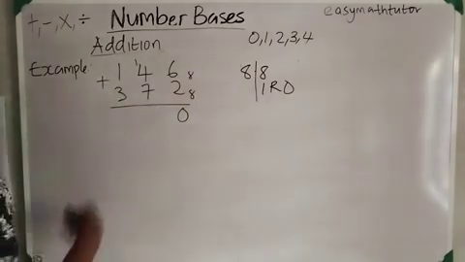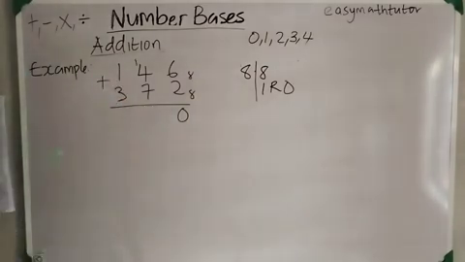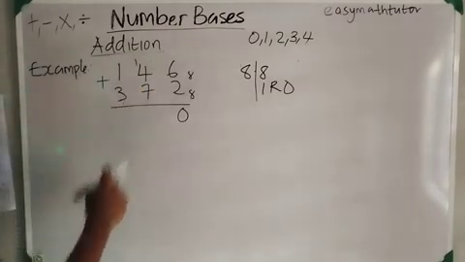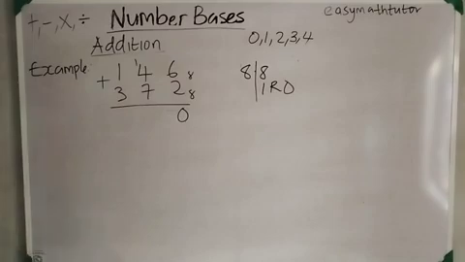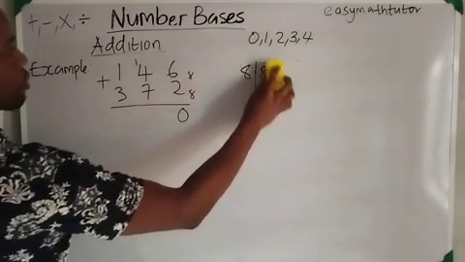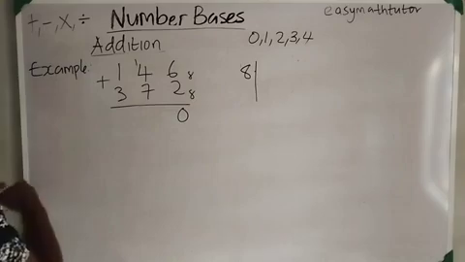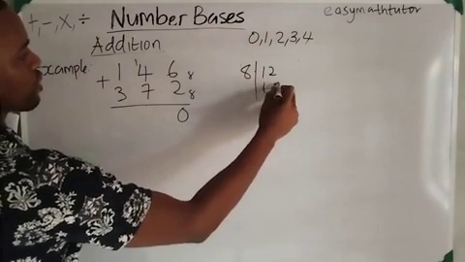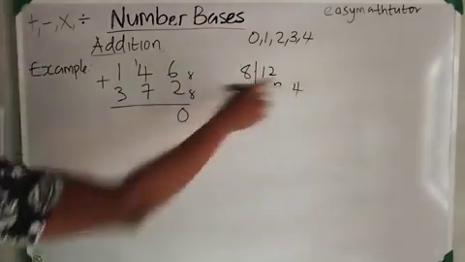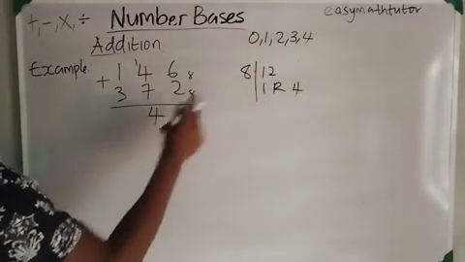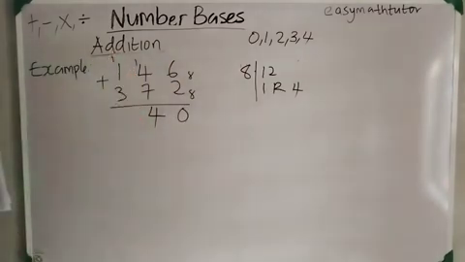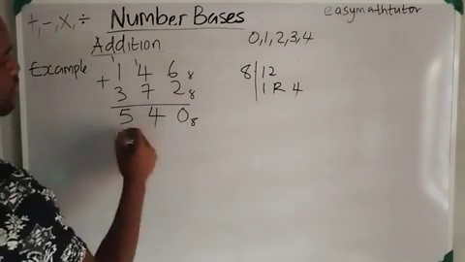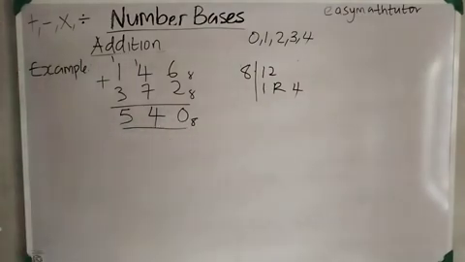This becomes 1 plus 4 plus 7. That is 5 plus 7, which is 12. But 12 is bigger than the base. So once again, we are going to divide that 12 by the base. When we divide 12 by 8, we have 1 remaining 4. We write down the remainder 4, and we carry over the 1 to join these guys. It becomes 1 plus 1 plus 3, which is 5. So the final answer is 540 in base 8.